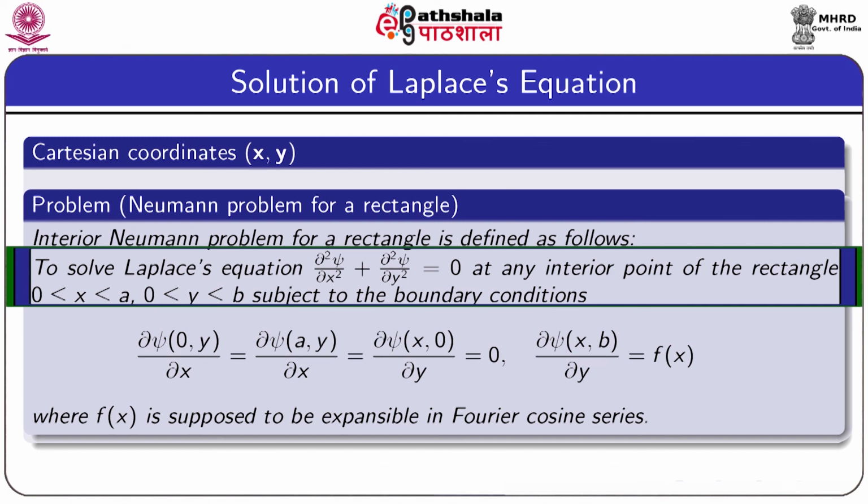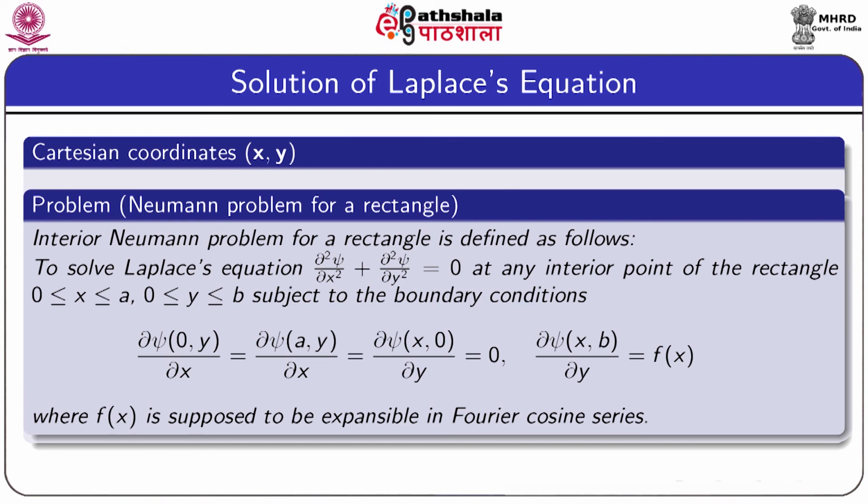So, we have to solve del 2 psi by del x square plus del 2 psi by del y square equals to 0 at any interior point of the rectangle 0 less than or equal to x less than or equal to a, 0 less than or equal to y less than or equal to b, subject to the boundary conditions del psi by del x at the point (0, y) equals del psi by del x at (a, y) equals del psi by del y at the point (x, 0) equals 0, and del psi by del y at the point (x, b) equals f(x). Here we also assume that the Fourier cosine series expansion of small f(x) exists. So, in this case we are considering the Neumann problem in a rectangle.